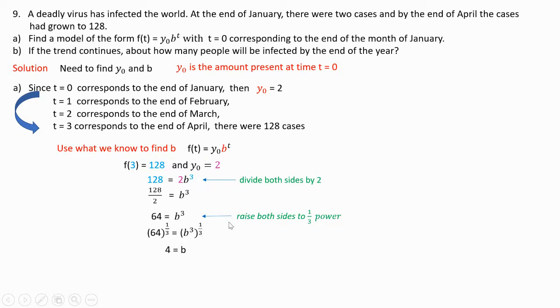So I already found my b. I already found the y naught. So let's plug them into the formula. So this is the formula for part A. F of t equals 2 times 4 to the t power.